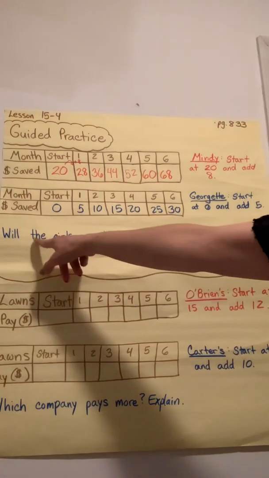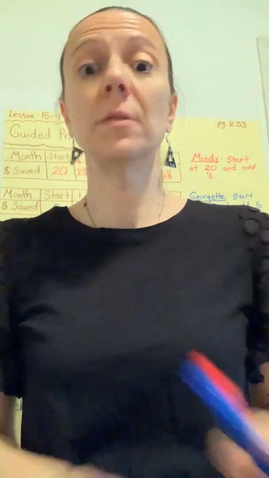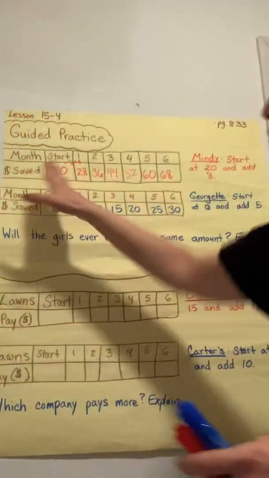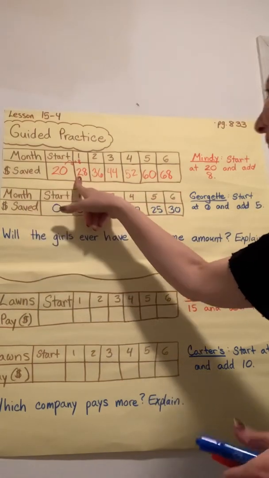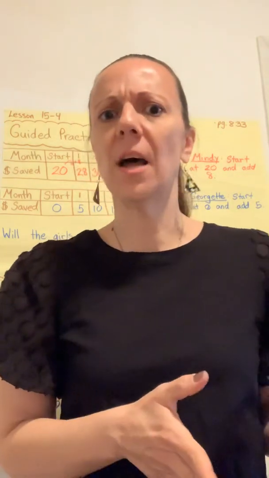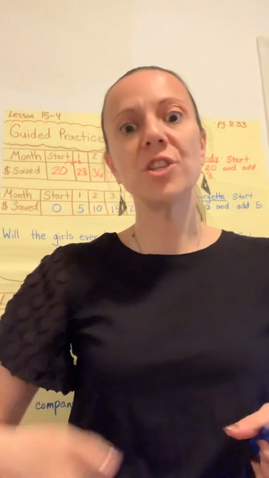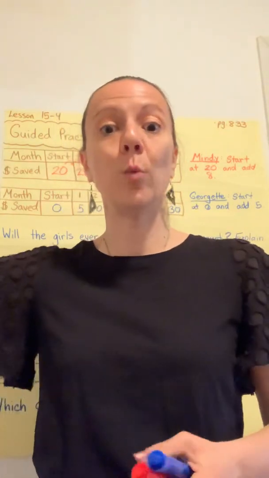Now, the question, this is number 3, asks me, will they ever have the same amount? It certainly seems like, just reasoning through it, I'm going to say no. They will not have the same amount because Mindy started with more than Georgette did, and Mindy is adding more each time. So if she already started higher than Georgette and she's saving more every month than Georgette is, I think the gap is going to get wider.